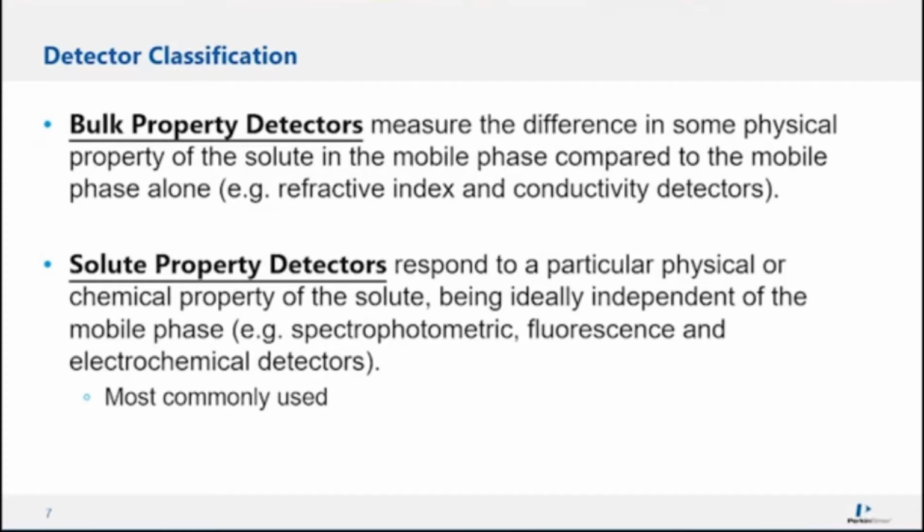Solute property detectors respond to physical or chemical property of the solute, being ideally independent of the mobile phase. In practice, however, complete independence of the mobile phase is rarely achieved. But the signal discrimination is usually sufficient to permit operation with solvent composition changes throughout the analysis. They generally provide high sensitivity and a wide linear response range, but as a consequence of their more selective nature, more than one detector may be required to meet the demands of the analytical problem.